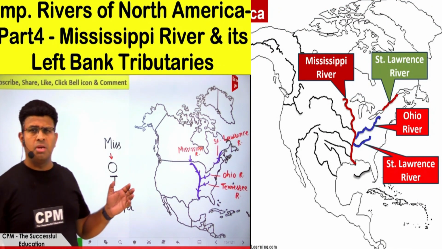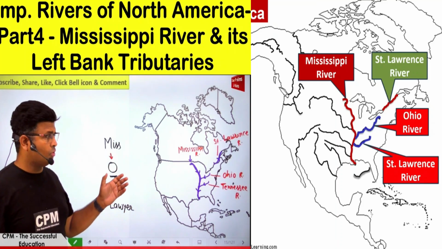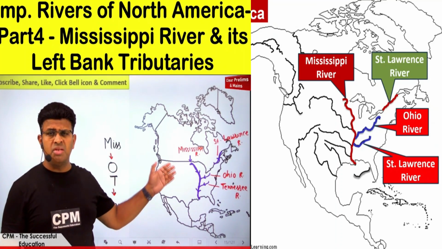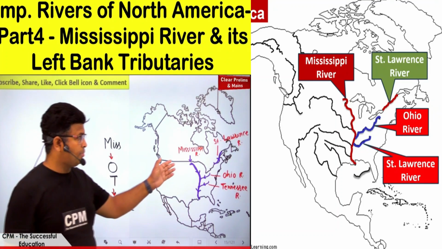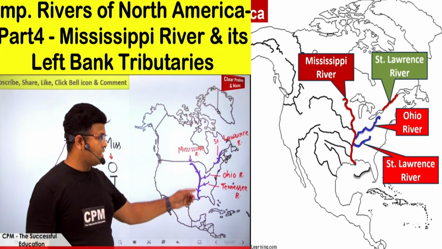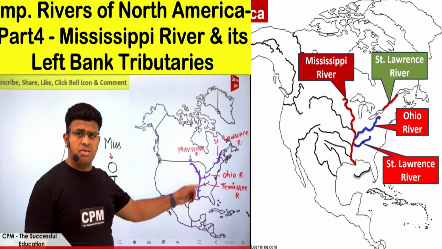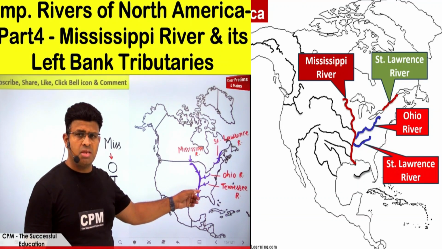Let us remember the important rivers of North America, part 4, under which we will remember the Mississippi River and its left bank tributary. And I say that Mississippi River, it is draining like this, and it is Ohio and Tennessee. Ohio and Tennessee is the left bank tributary.